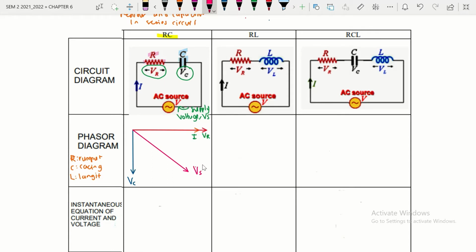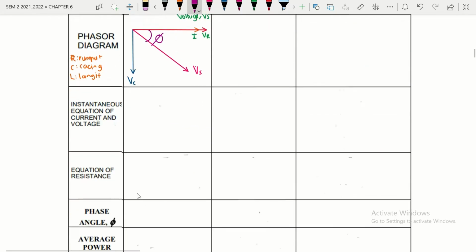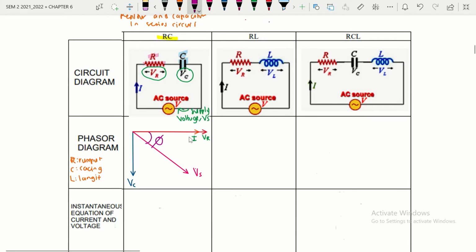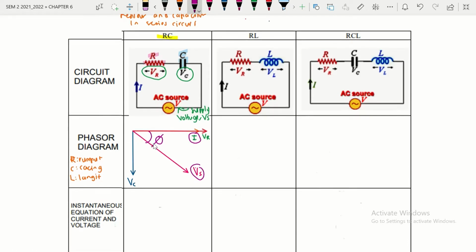So this is your Phasor diagram. And your phase angle akan berada antara what? Ingat balik, your phase angle will always be in between current dan juga supplied voltage. So this is your phase angle. Remember, ini sebenarnya penting: phase angle awak always between current and also supplied voltage. Nampak current kat sini, supplied voltage dekat sini. So this is your phase angle.